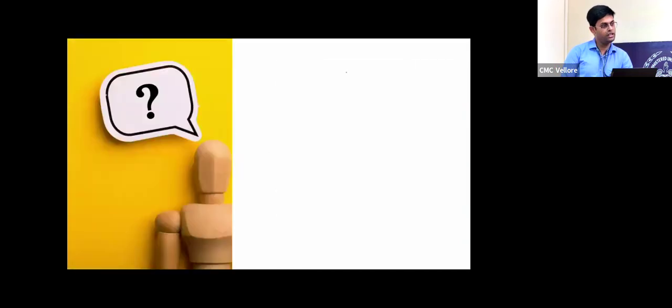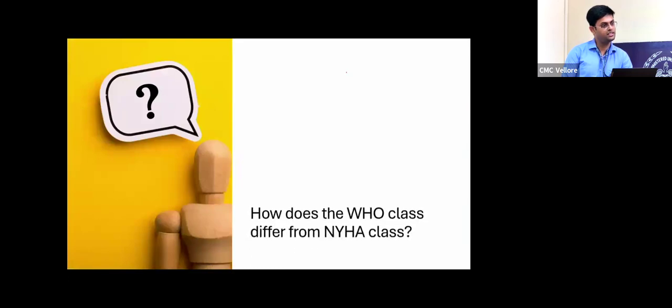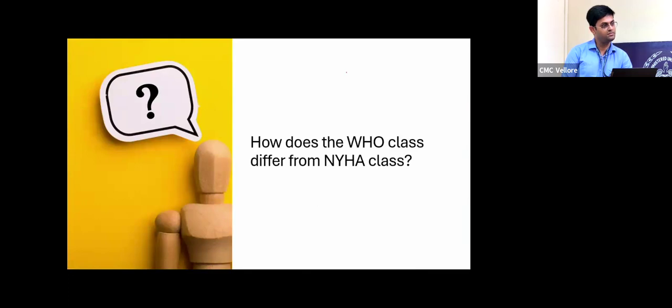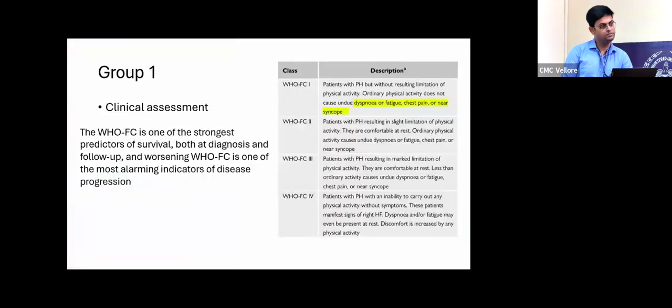And can you find out the difference between NIH class and WHO functional class based on the parameters used? There is one difference between WHO functional class and NIH class for dyspnea. So what are the things that are taken into account? Dyspnea, fatigue, chest pain, and near syncope is what the WHO functional class is based on. NIH is based on?